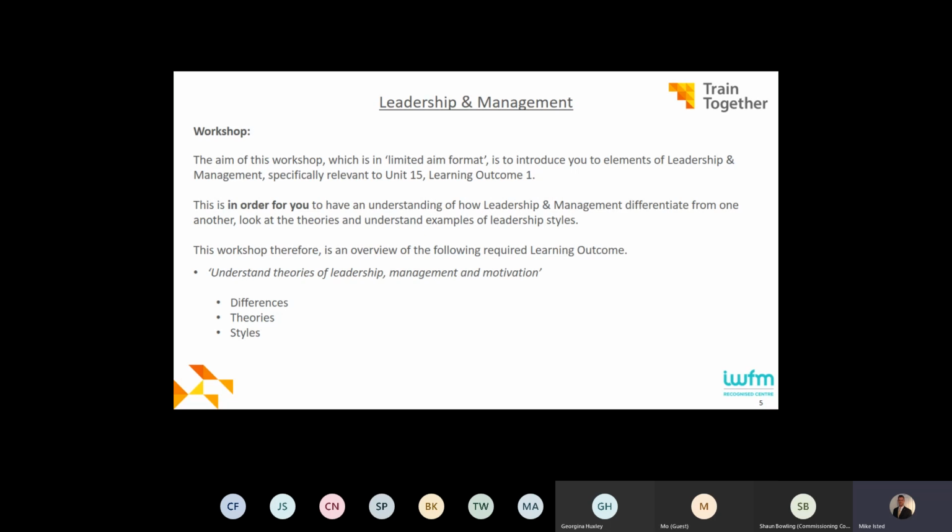The differences or differentiation between management and leadership, the different types of theories. Now, I'm not going to cover all of those theories. We're just going to look at one. And then you guys are going to go and find out about some of the other theories and come back and feed back to us. And likewise with some of the styles. I'm only actually going to cover one style. And then depending on how much time is left depends on whether you're given the opportunity to find out and come back and feedback.